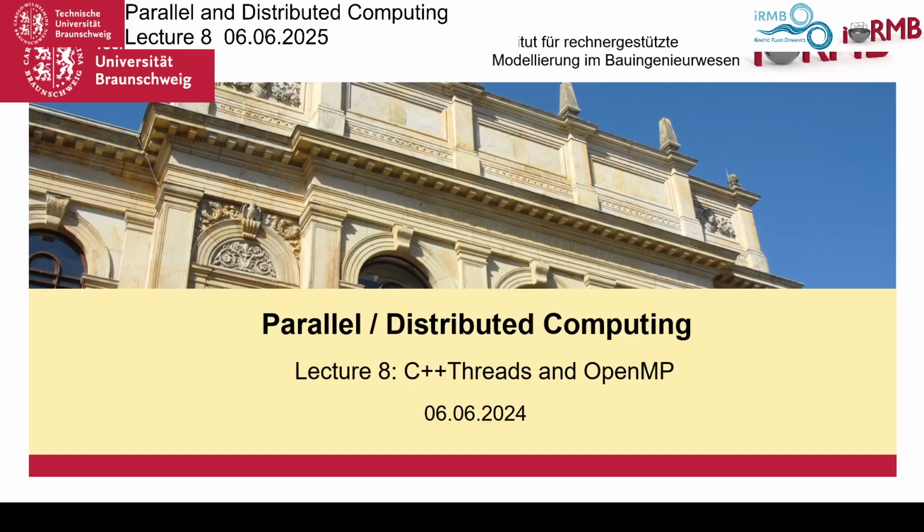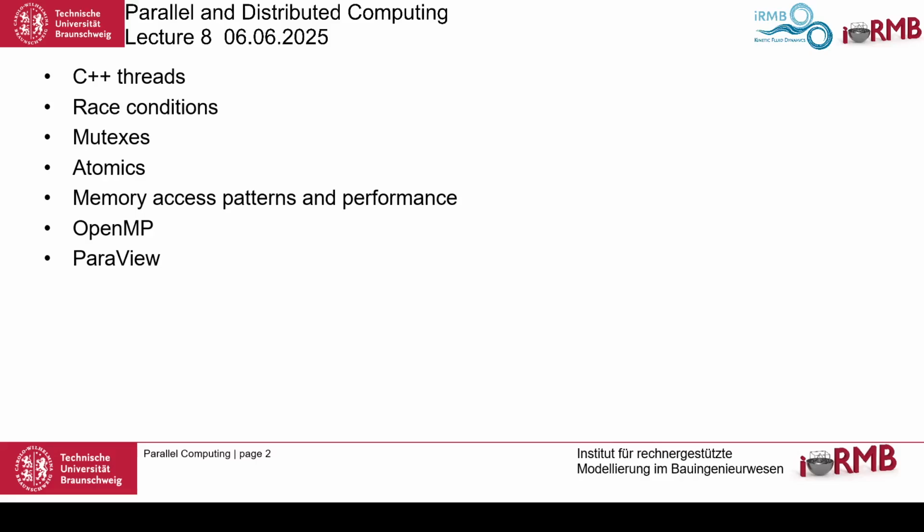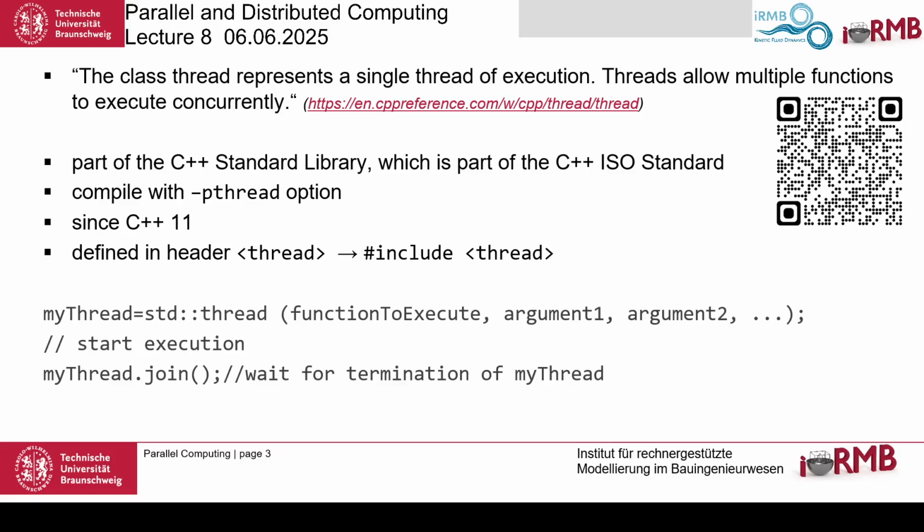Okay, so we are leaving MPI a little bit away now, and we look at other possibilities to do parallel programming in C++. So we'll talk about threads, a little bit about mutexes and atomics, and in the end we'll also go to MPI. So C++ threads are a possibility to allow you concurrent programming.